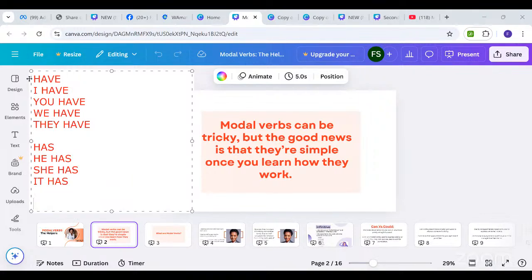Then the past tense, had. So whether you have used have or had, when it's in the past form, it changes to had. So I had, you had, we had, they had, he had, she had, it had. Then I can have the ing form, the present participle, having.